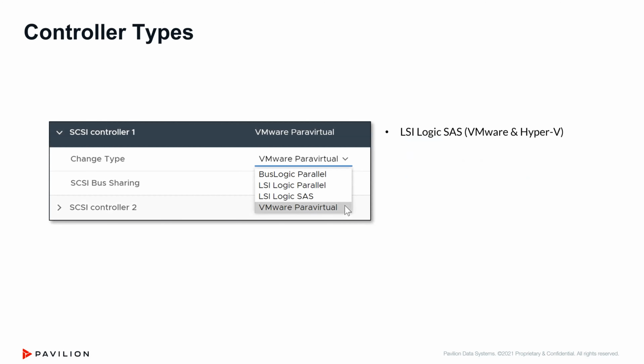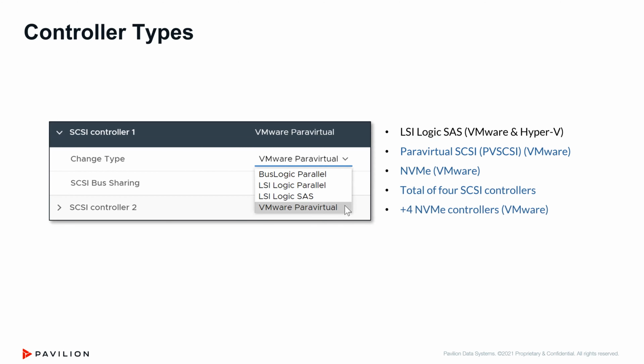And sometimes that depends on the underlying storage. So there's a few types on here. If you are on Hyper-V or VMware, the default is the LSI logic controller. Nothing fancy about it. It's there for compatibility. If you're on VMware, they wrote one called the VMware Paravirtual SCSI controller. If you're on vSphere 6.5 and above, you now have an NVMe specific controller. You get with VMware, or actually with any of these, you get up to 4 total SCSI controllers. On VMware, you also get an additional 4 NVMe controllers.